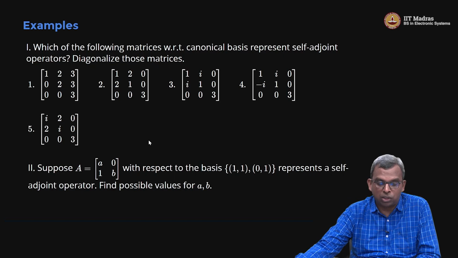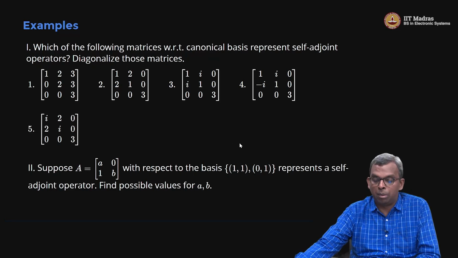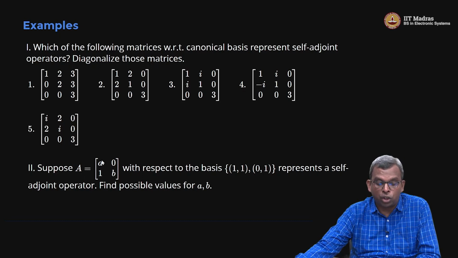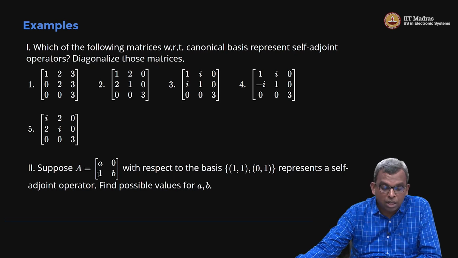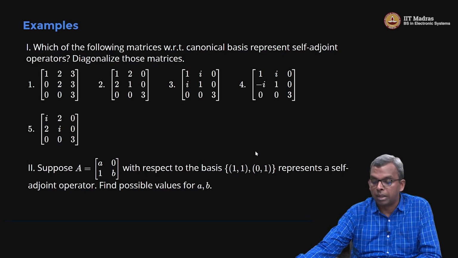So, the second problem is also slightly interesting. A matrix A is given, with entries a, b, 1, 0, and it is with respect to a particular basis. Now, (1, 1), (0, 1) is the basis. You notice here this is not the canonical basis, okay. So, it is very important to note this is not a canonical basis. It's saying that this represents a self-adjoint operator. A lot of people will look at this and say this cannot be a self-adjoint operator because it's not symmetric, right? So, this part is not equal to this part. So, it cannot be self-adjoint, but be careful about it because this is not with respect to an orthonormal basis. It's with respect to some other type of basis.